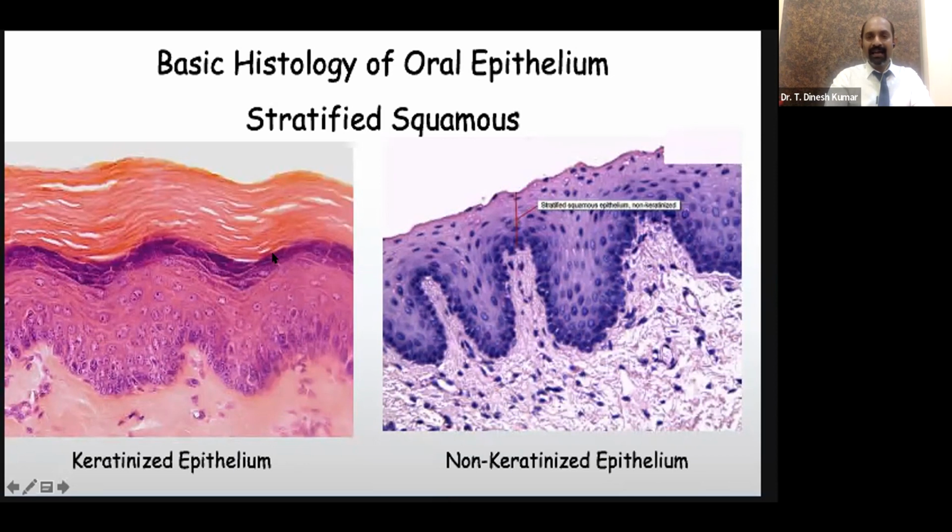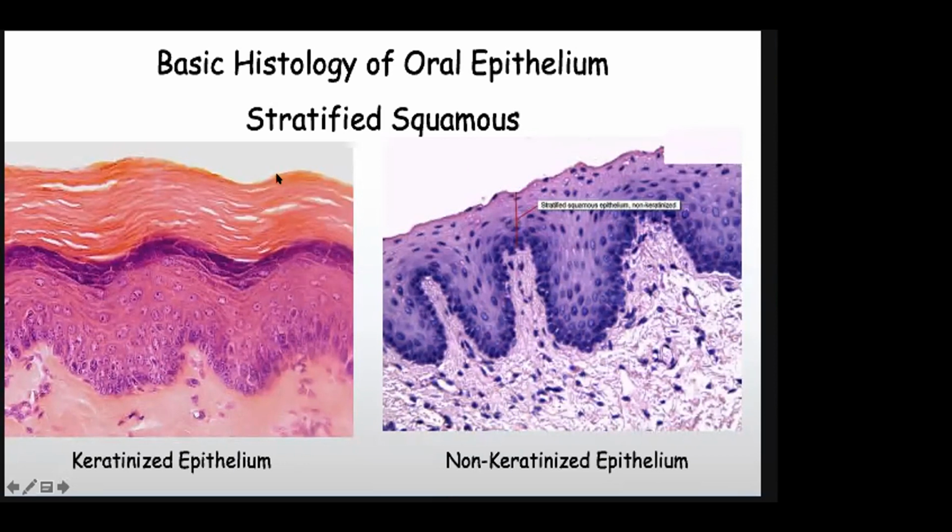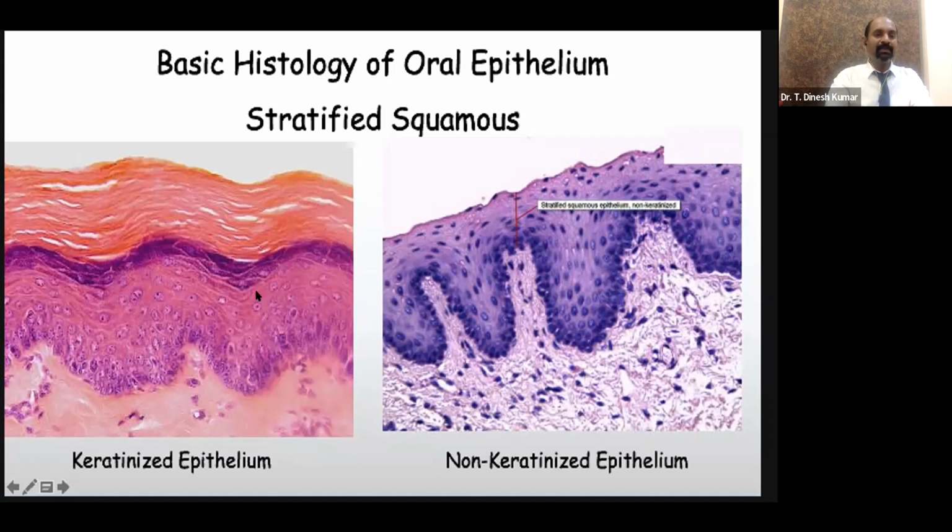And within the oral cavity itself, there are areas where these squamous cells can differentiate and produce a proteinaceous product called keratin. And some areas, they don't have keratin. Say, for example, your buccal mucosa, the same stratified squamous epithelium does not have the ability to produce keratin. Whereas in the hard palate and gingiva, this epithelium has the ability to produce keratin. So based on whether it is able to produce keratin or not, we will call it stratified squamous keratinized epithelium or a non-keratinized epithelium.